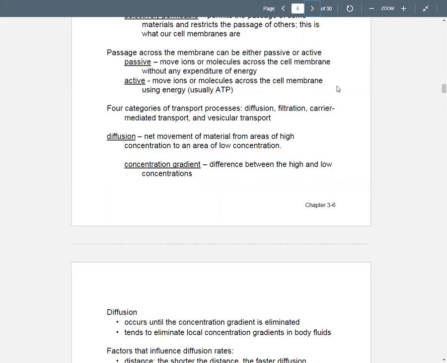All right. So this just means movement of material from the area where the concentration is high to the area where the concentration is low. So you're basically moving down the concentration gradient, which is just the difference between the high and low concentrations.